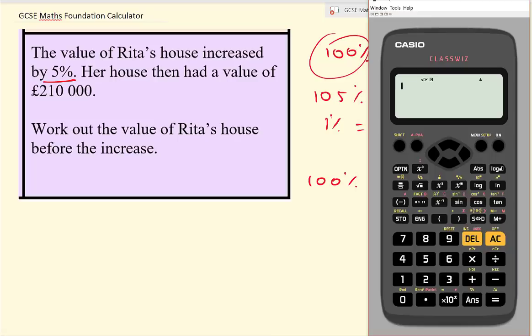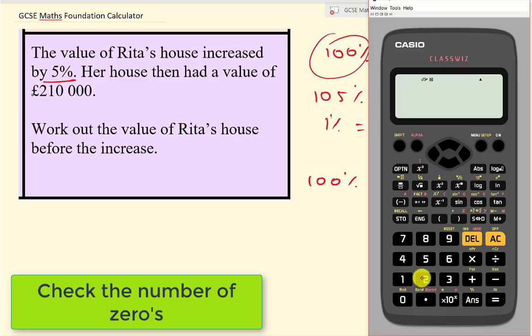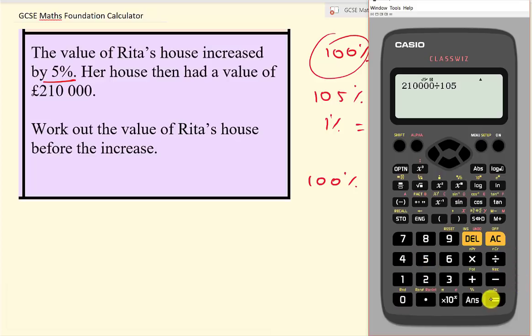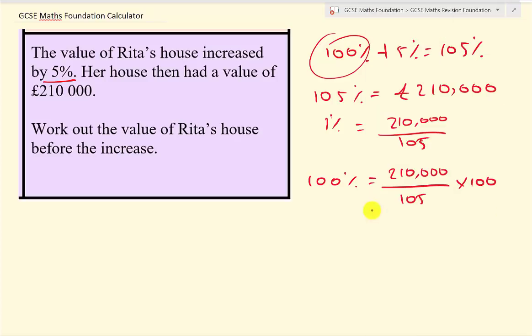So let's pull out the calculator. So we have £210,000 divided by 105, and then times it by 100, because we're trying to find 100% of the value, and it gives us an answer of 200,000. So the value before the increase was £200,000 before the increase.